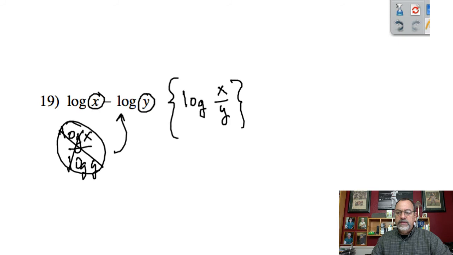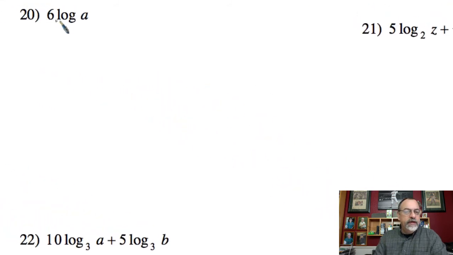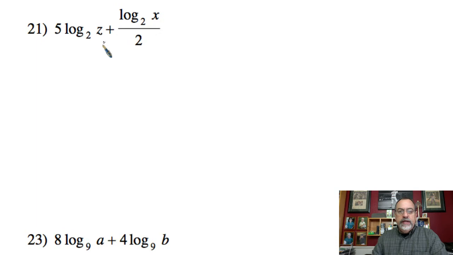Again, you can follow along as much as you need. Number 20 here, we have a power in front, so this would be log of a to the 6th power. That would be your single version. All right, number 21 here, a couple of things going on. Again, this fraction, remember we want to take it out in front, so I'm going to do that first.